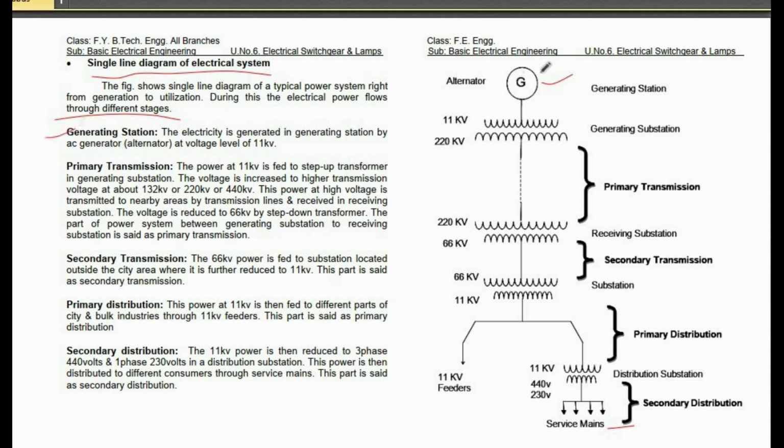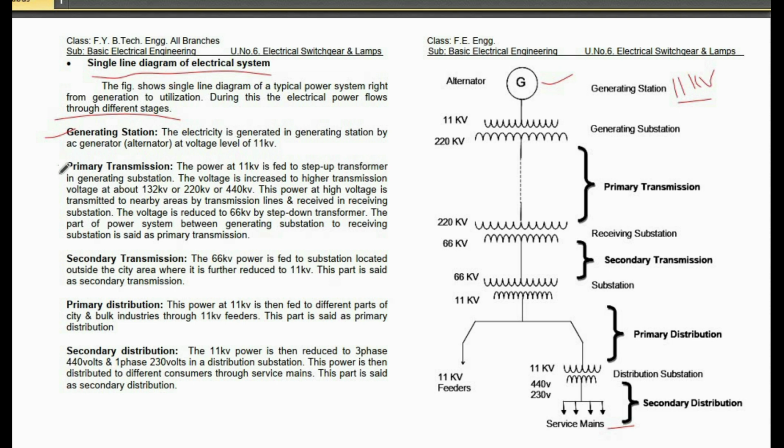First is a generating station. The electricity is generated at generating station at a level of 11 kV. Electricity is generated at 11 kV. That electricity is generated at this generating station using this generator or alternator. AC generator is called an alternator.